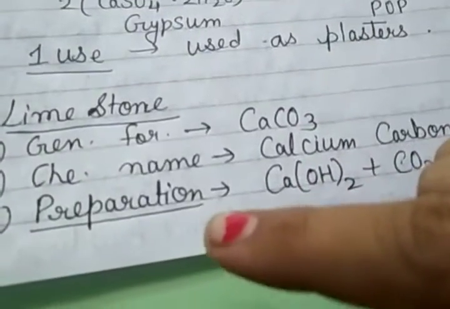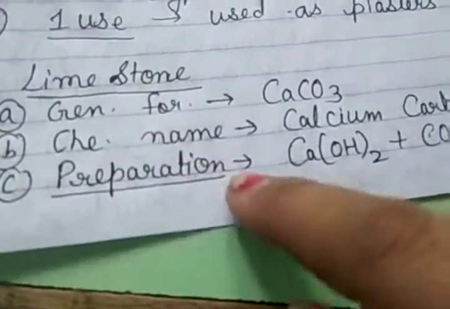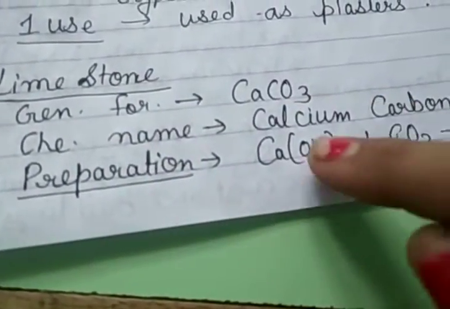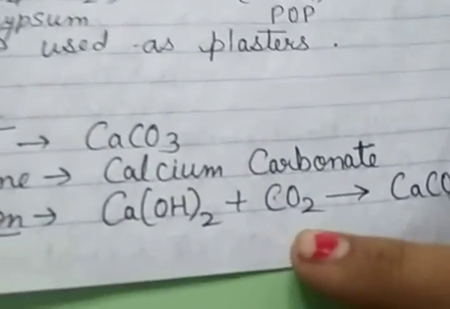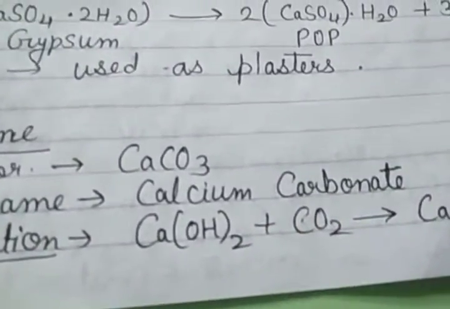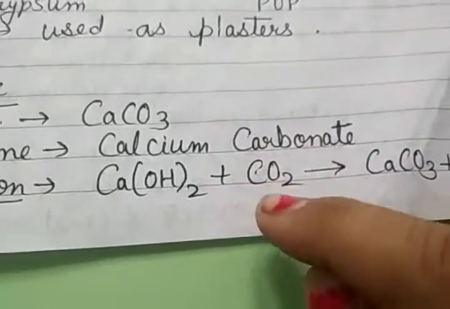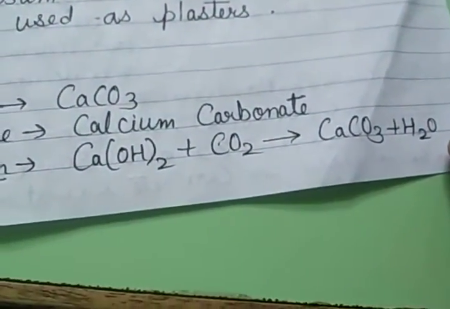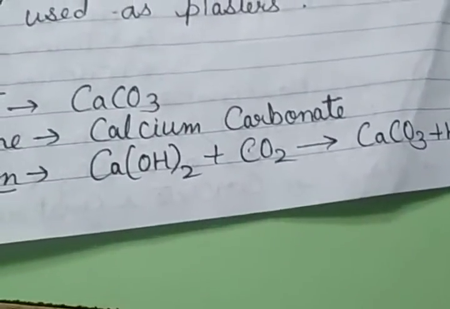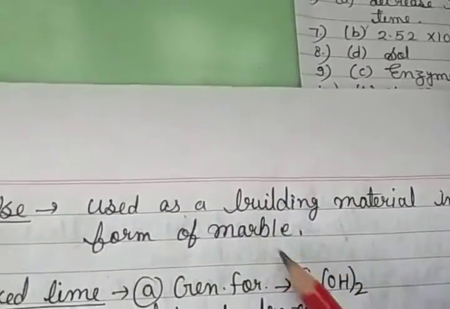Then limestone. General formula is CaCO3 and its chemical name is calcium carbonate. Preparation: Ca(OH)2 plus CO2. Whenever carbon dioxide gas is passed into the calcium hydroxide, it is converted into calcium carbonate and water. Calcium carbonate is limestone. It is used as a building material in the form of marble.